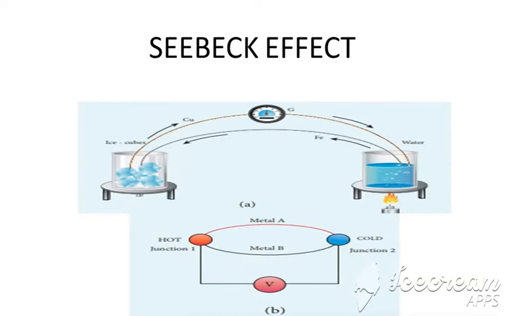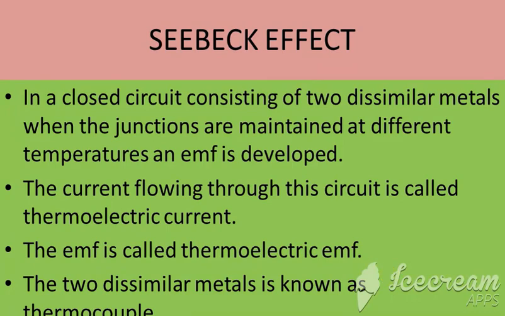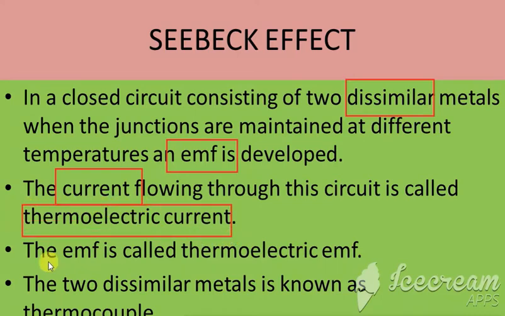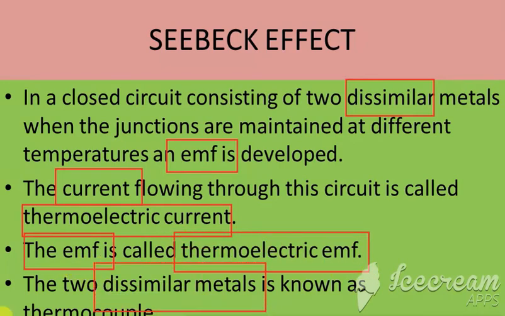Yes, so we'll see the statement of this. In a closed circuit consisting of two dissimilar metals, we are considering dissimilar metals which are hot as well as cold. When the junctions are maintained at different temperatures, an EMF is developed. So whenever you connect like that, EMF will be developed. The current flowing through that is called a thermoelectric current. The EMF which is developed is called a thermoelectric EMF, and the dissimilar metals which we are using are called a thermocouple.